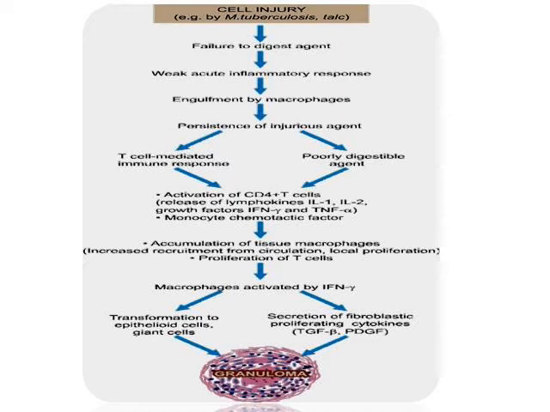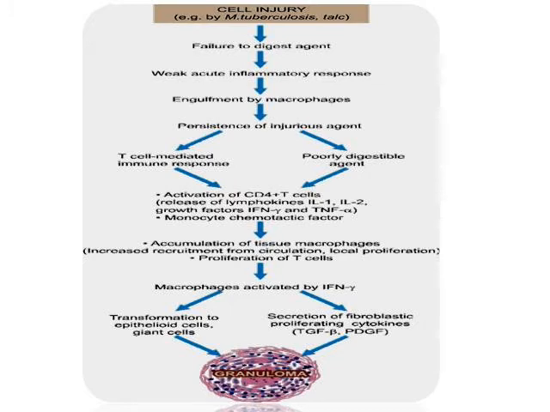So here we are not able to digest, not able to engulf by the macrophages, they try to fight, but it is not possible. Then there is virulence by the infectious agent, where there is a T-cell modified immune response, and because of poor digestion there is activation of CD4 T cells, where they release many types of lymphokines and monocyte chemotactic factors. Because of that, there is accumulation of tissue macrophages, with increased recruitment from the circulation and local proliferation of T cells.